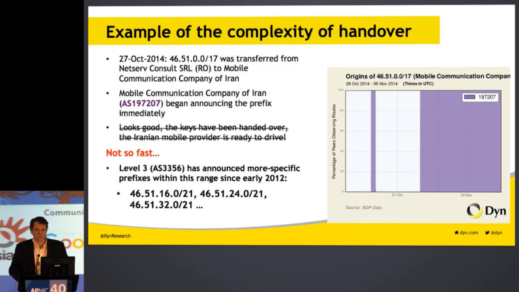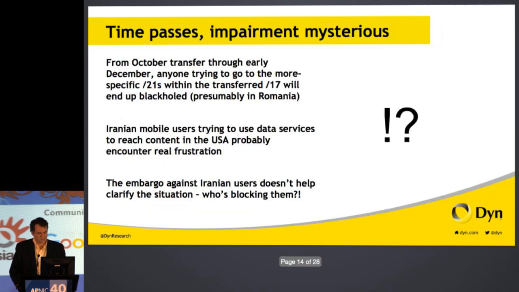And then we realize, or they realize, that actually Level 3 is still announcing more specific pieces of that block, which was sold. The Romanians were no longer announcing it, fair enough, but for historical reasons, somebody else was announcing little /21s carved out of it, and had been since early 2012. Okay, so imagine what happens.